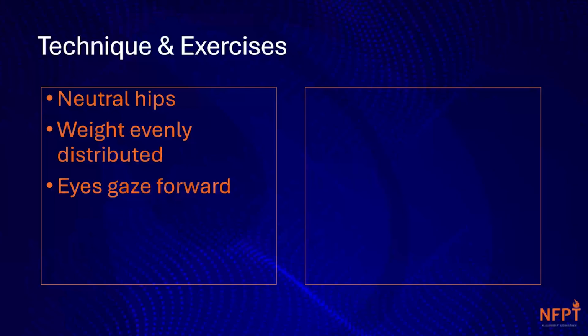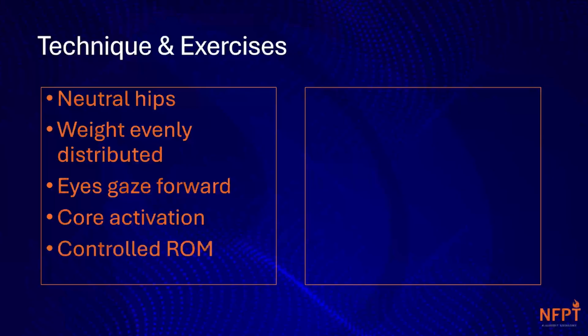And as they do their squatting motion, you want to make sure that their core is engaged and activated because it is a stabilizer. And they should be performing the motion with a controlled range of motion. So they really shouldn't be going farther into the range of motion than they're able to perform without any movement compensations. Now, let's take a look at some different ways that you can be performing squats with clients.